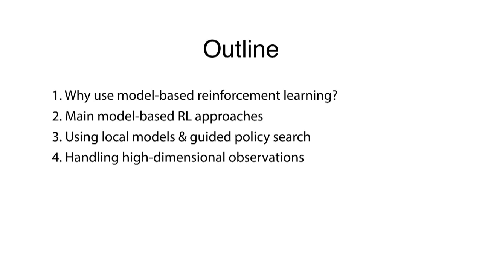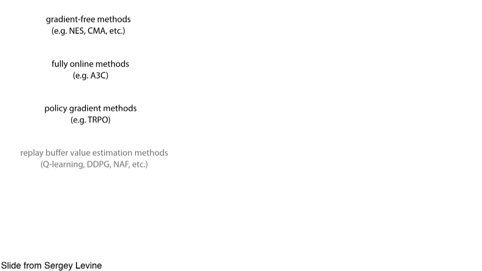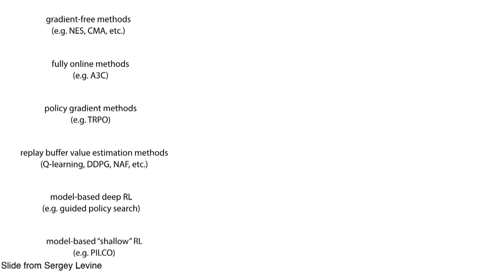So first, some motivation. One of the primary reasons that you might want to use model-based approaches is sample efficiency. For this, I'm going to quickly go over some of the approaches that you've seen thus far in this course and look at the sample efficiency of these approaches. So some of the things that you've seen so far are gradient-free methods, fully online methods like actor-critic, like A3C, policy gradient methods like trust region policy optimization, replay buffer value estimation methods like DQN, DDPG, model-based deep RL, which I'll be talking about in this lecture, and model-based shallow reinforcement learning, which uses linear models.